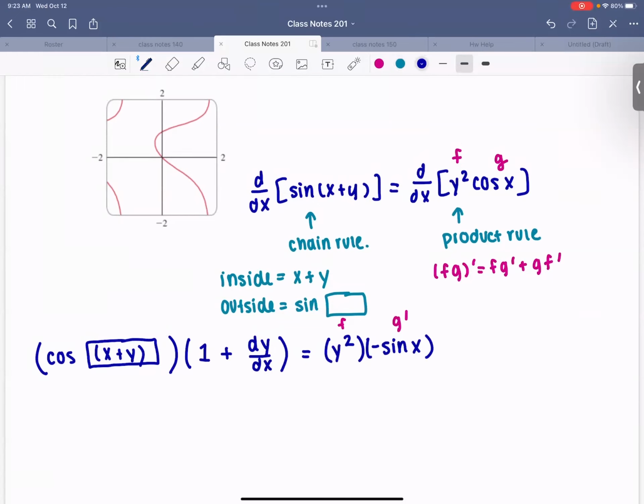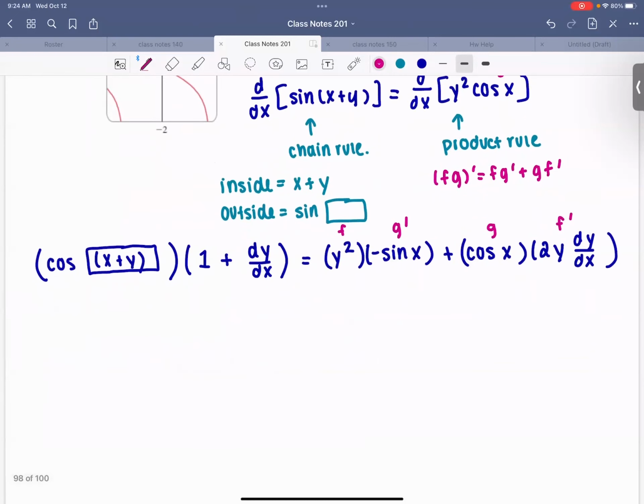What is, oh, I know that g is cosine x, sorry. What is f prime? 2y dy dx, right? So we just take the derivative with respect to y and tack on a dy dx, and we're all good. So I just did g times f prime. Okay. So I'm just going to clean everything up on this next line.